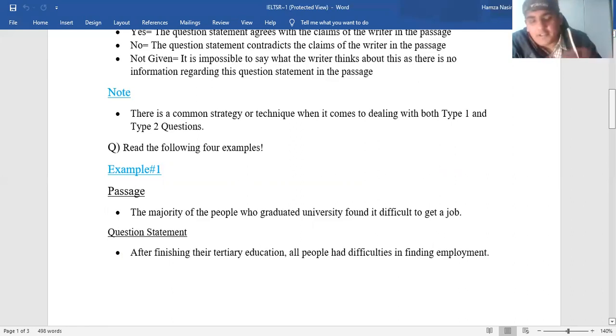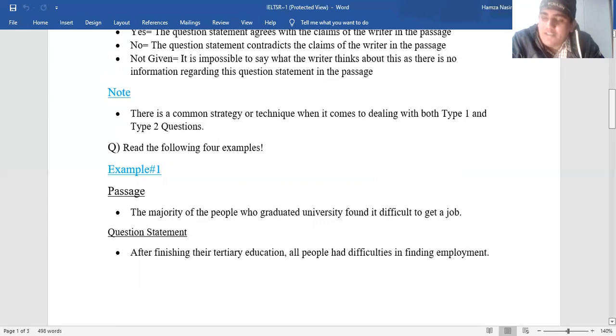So first of all, if you look at the reading passage, the majority of the people who graduated university found it difficult to get a job. I repeat, the information in the reading passage says, the majority of the people who graduated university found it difficult to get a job. The question statement says, after finishing their tertiary education, all people had difficulties in finding employment. So we need to figure out whether the answer is going to be true, false, or not given.